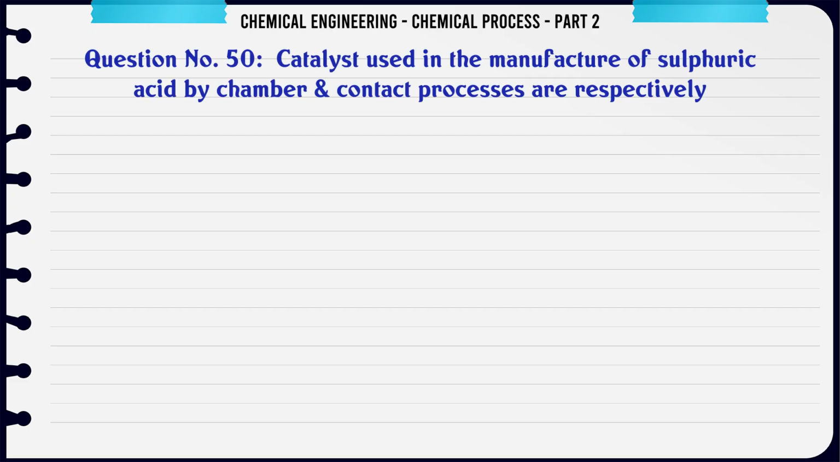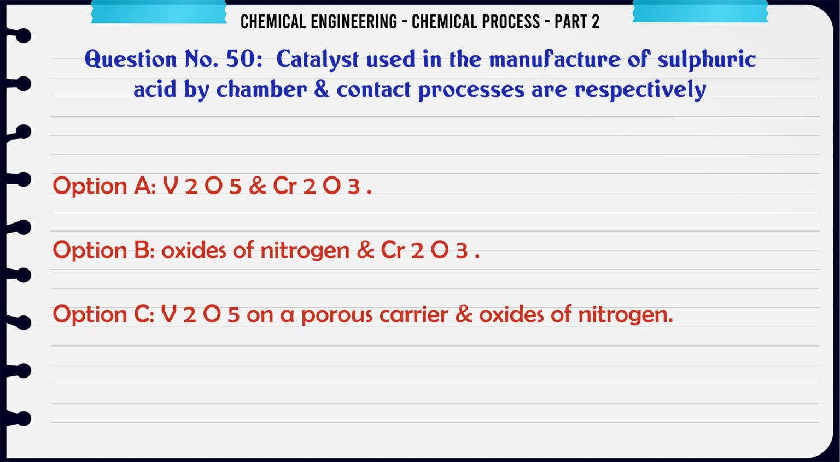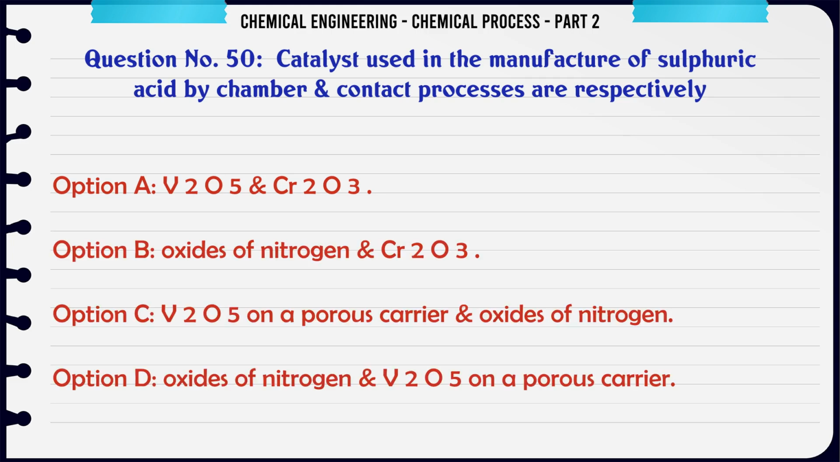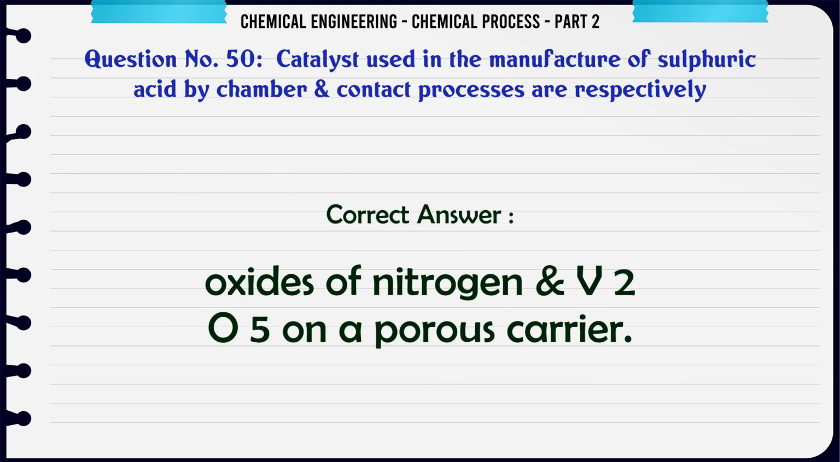Catalysts used in the manufacture of sulfuric acid by chamber and contact processes are respectively A. V2O5, Cr2O3, B. oxides of nitrogen, Cr2O3, C. V2O5 on a porous carrier, oxides of nitrogen, D. oxides of nitrogen, V2O5 on a porous carrier. The correct answer is oxides of nitrogen, V2O5 on a porous carrier.